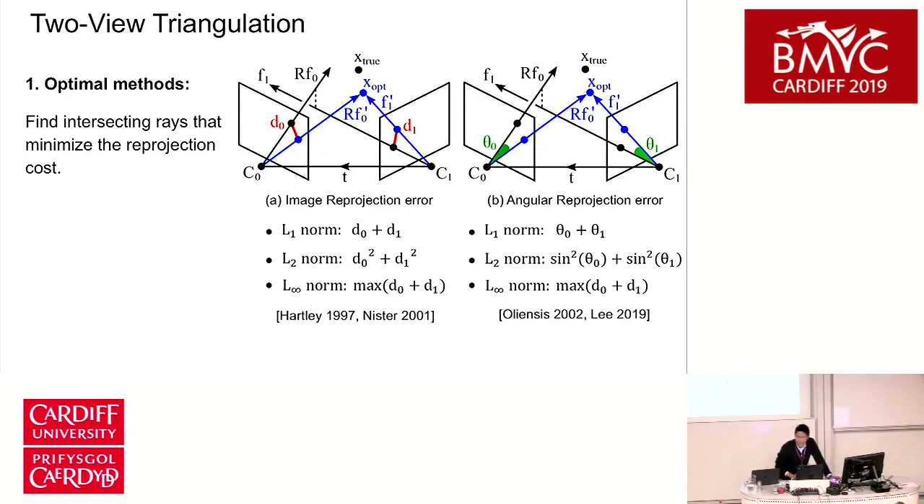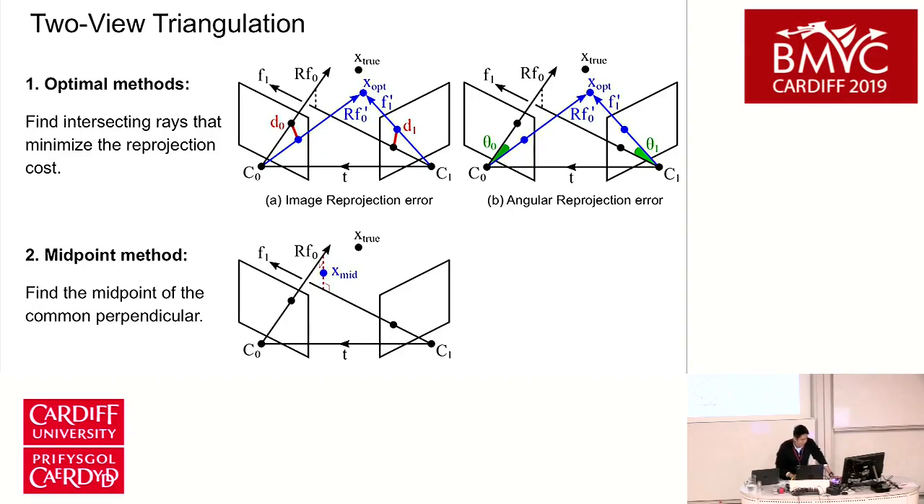Alternatively, we can minimize angular reprojection error. Compared to the image reprojection error, the angular reprojection error has the advantage that the optimal solution is much simpler and faster to compute. This was shown in our previous work. Another well-known method is the midpoint method that simply finds the midpoint of the common perpendicular of the two rays.